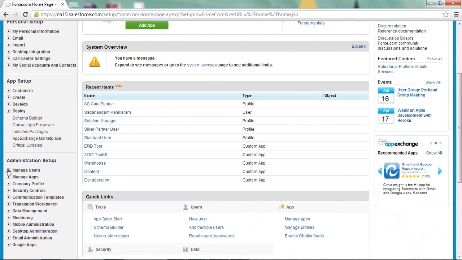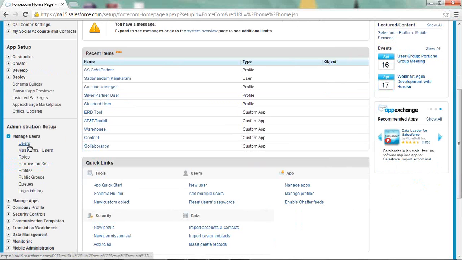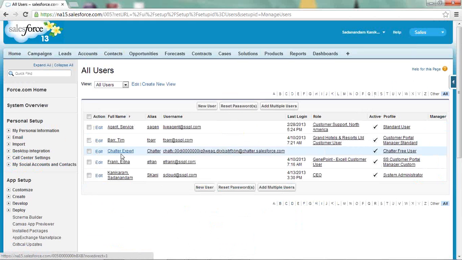Under setup, we go to users, and then we can look at all the users that are there in the system. But how do we know that this particular user has only this type of permissions, and can only do this type of work, such as creating data, deleting data, or accessing reports? That is controlled by a profile.